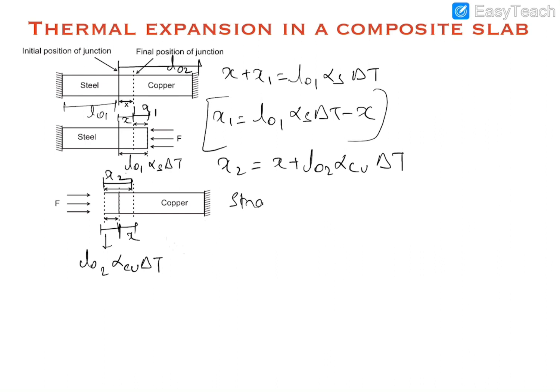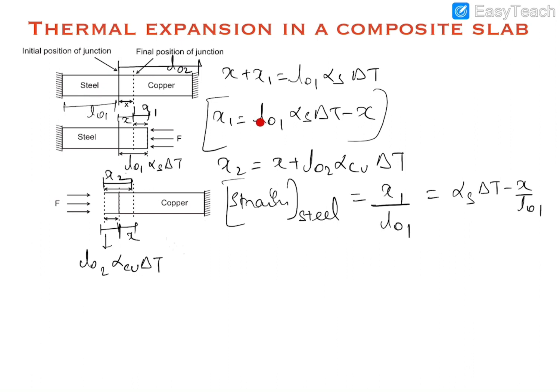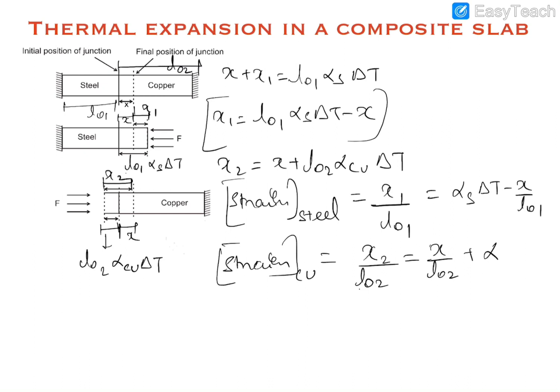And now the strain developed in steel is equal to this restricted length x1 upon the original length of the steel, which was L01. So this is equal to alpha s delta T minus x by L01. I am dividing this complete equation by L01. Now the strain developed in copper is x2 divided by this length L02. So this is equal to x by L02 plus alpha copper delta T.